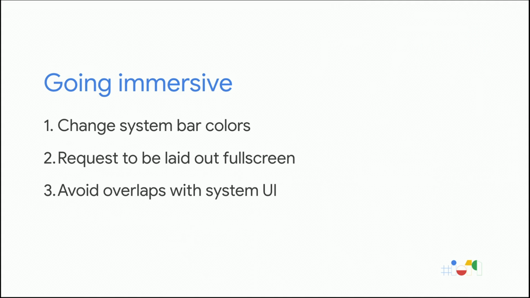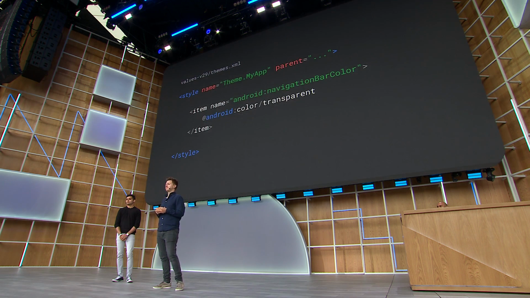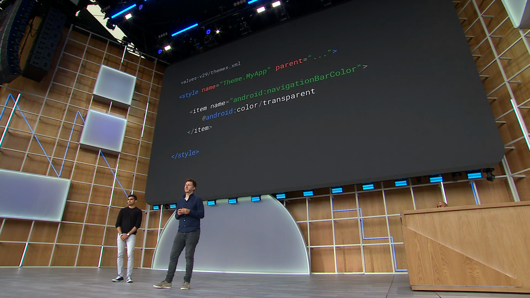So to really make your app go immersive, there are 3 things you need to do. The first is change your system bar colors. Second, request to be laid out full screen. And then the final thing is to avoid any overlaps with your views with the system UI. So let's go through it. The first one is to change the navigation bar color.